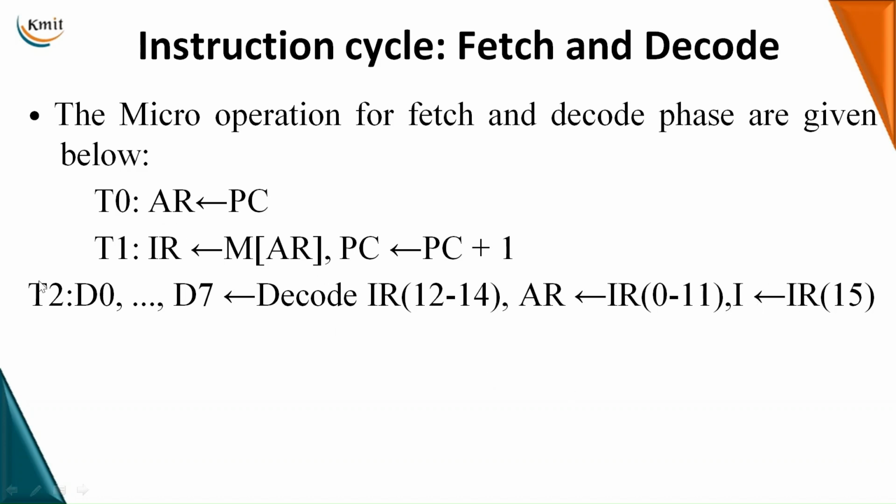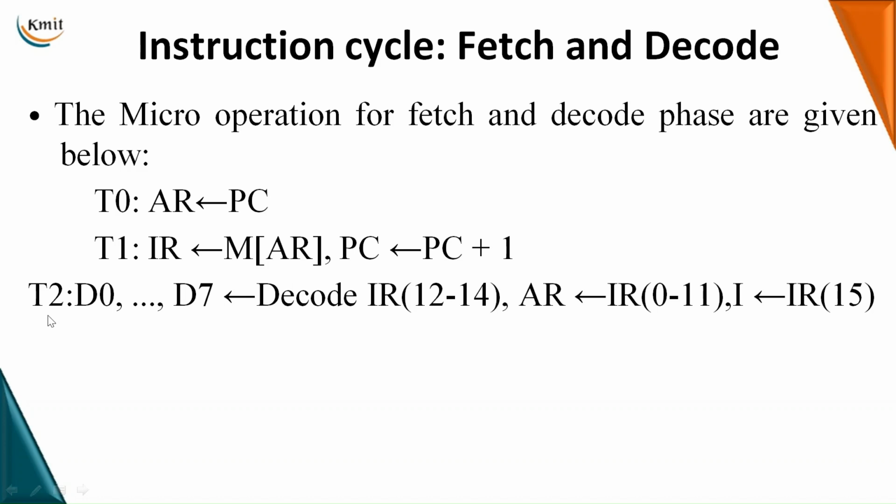So all these three clock cycles represent the fetch and decode stages of the instruction cycle. In the fetch stage, at clock cycle T0, the program counter address is copied to the address register, and at timing signal T1, whatever address is specified by the address register is searched in the memory, and the instruction at that address of the memory is copied into the instruction register, and parallelly the program counter is incremented by 1.